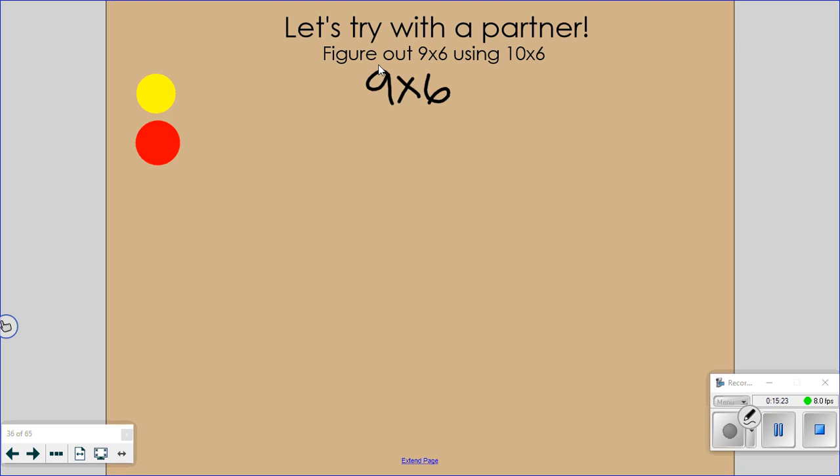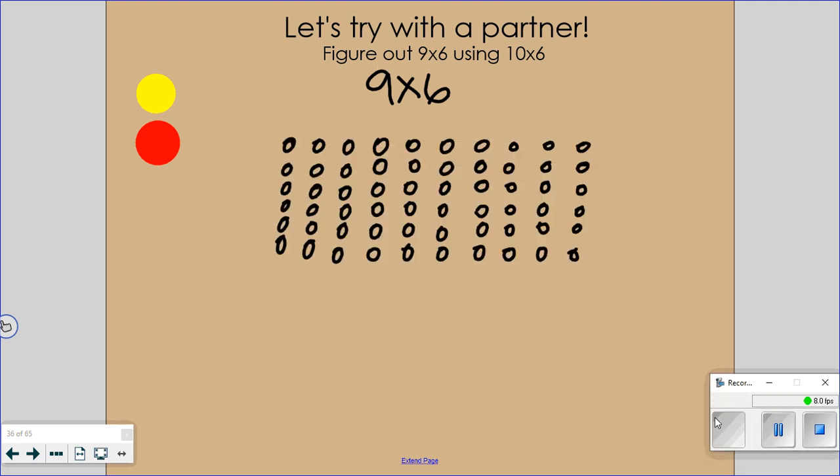So let's build 10 times 6 as an array. Go ahead and build that. You're definitely going to have to use all the counters you've got, and you still might not have enough. That's okay. Go ahead and build 10 times 6. By now you should have made 10 groups of 6. But we actually want 9 groups of 6. So how am I going to get from 10 groups of 6 to 9 groups of 6?